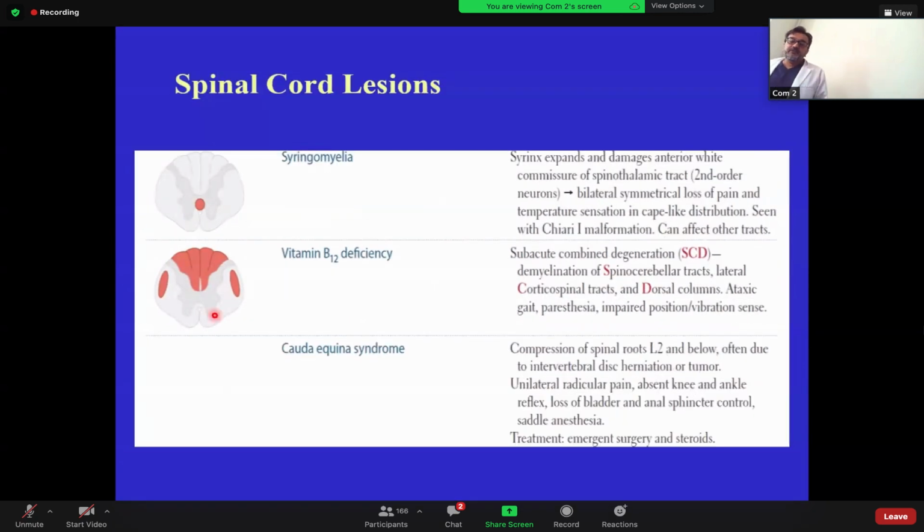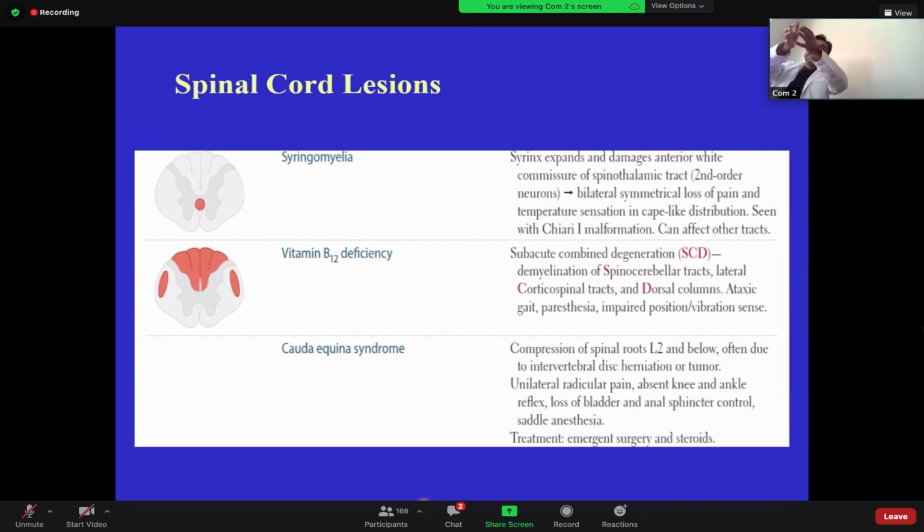Then we have a condition which is called syringomyelia. Now, in syringomyelia, what is happening is that there is an enlargement of the central canal. So there is a syrinx. Syrinx means a dilatation of the central canal. Usually, this dilatation happens within the cervical segments of the spinal cord.